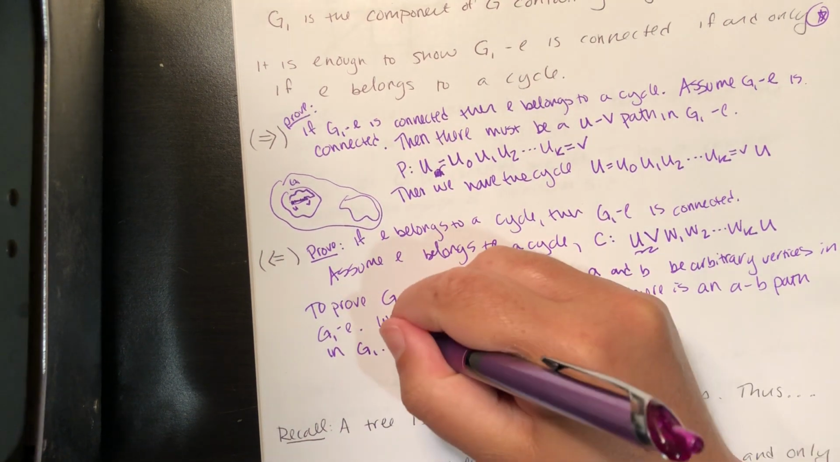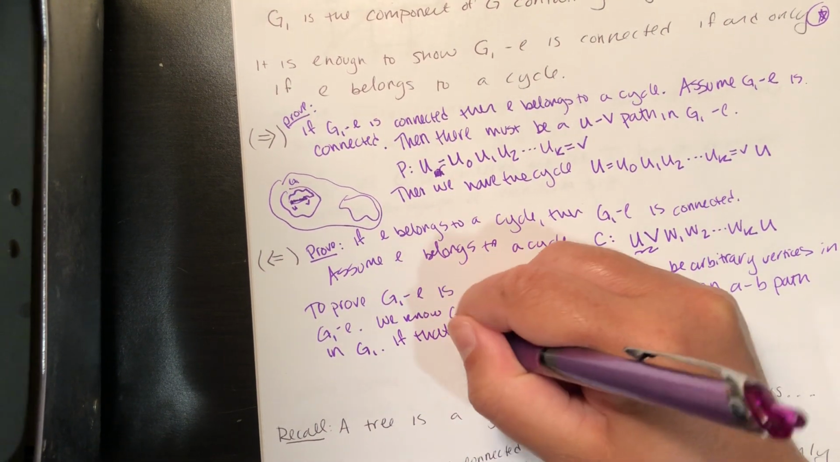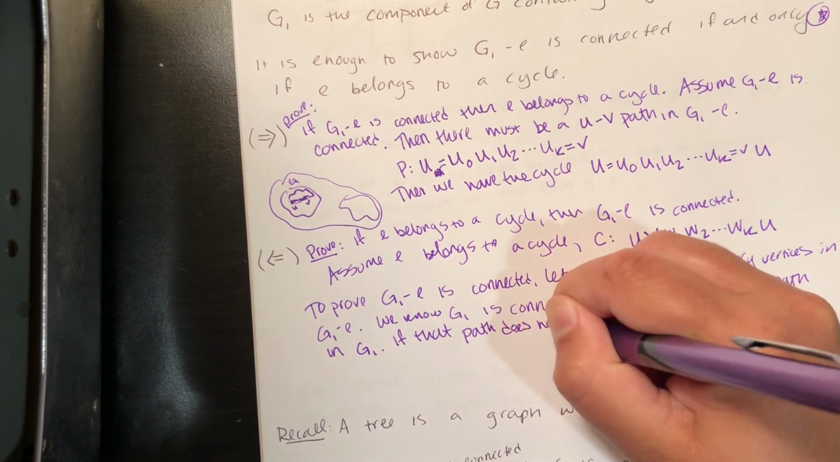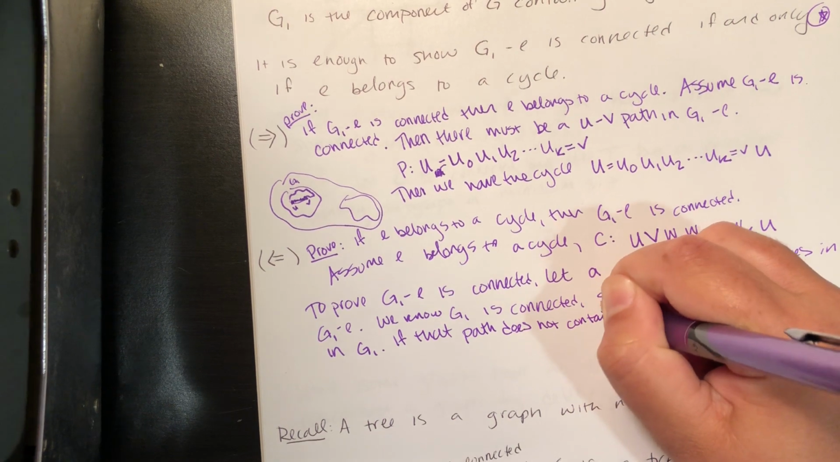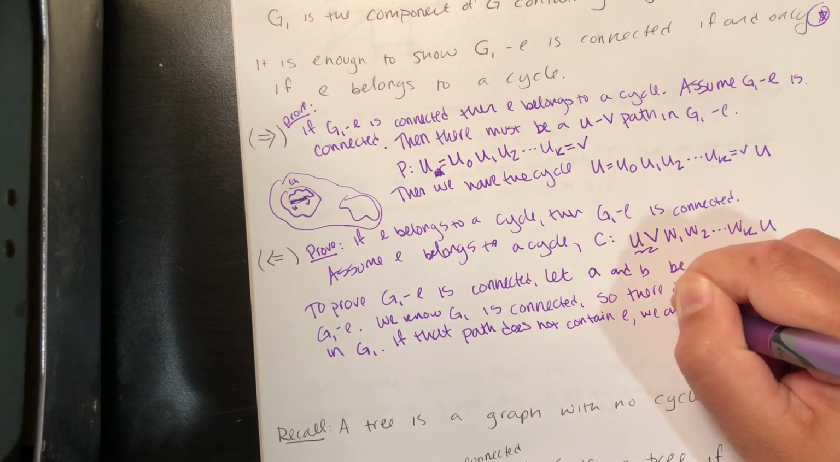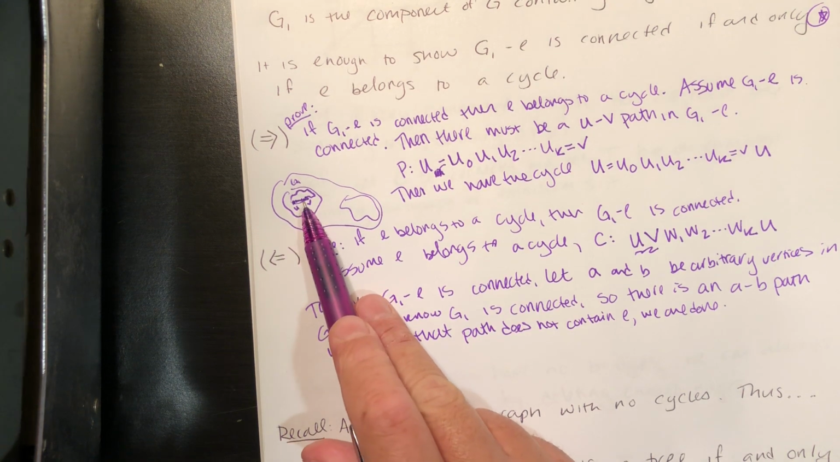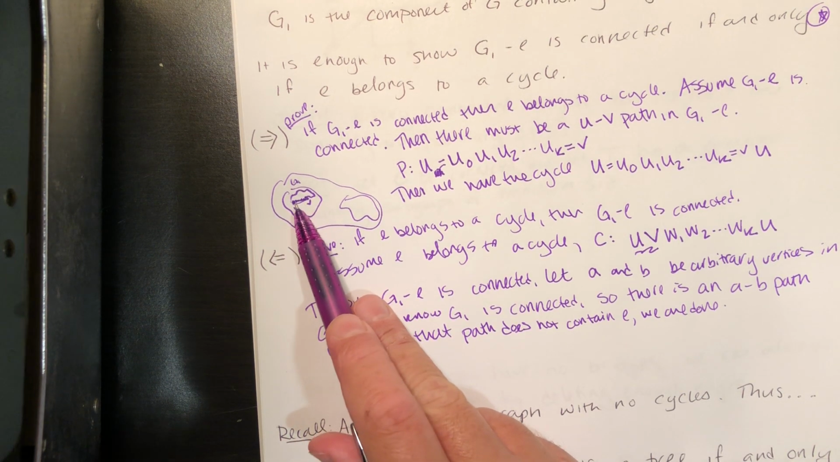Now, if that path does not contain the edge E, we're done. Right? Because if that path doesn't contain the edge E, then that path is still going to exist in G1 with the edge E deleted. Just take that exact same path.